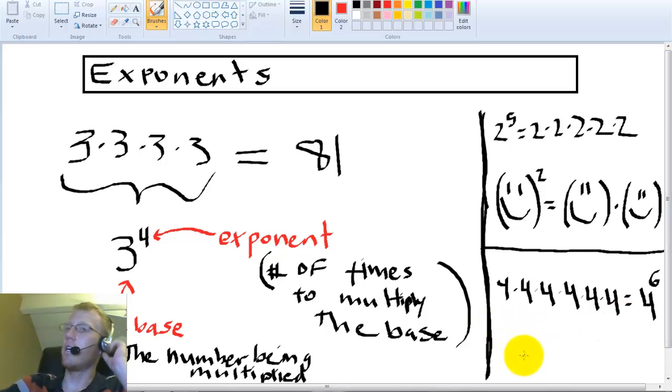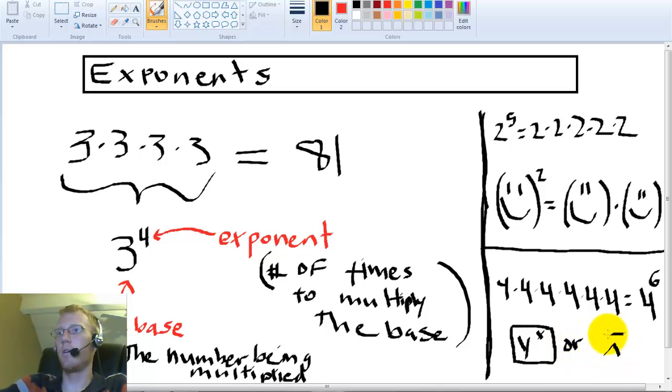On your calculator, you can type this. There's usually either a Y to the X button, or there's a button that's called a caret. It's a little up arrow. One of those two buttons will be the one you use on your calculator. So first you'll type the number 4, then you'll type either this button or this button, and then you'll type the exponent 6, and then you hit enter. So first type the base, then hit this button, which means exponentiate. Either of these buttons means the same thing. And then hit the exponent that you want, and it will do it for you.